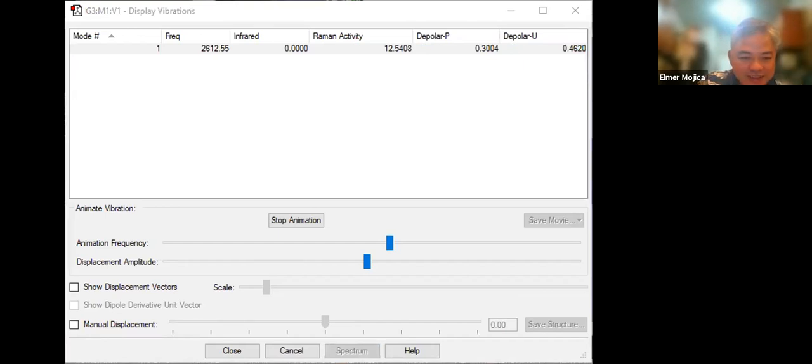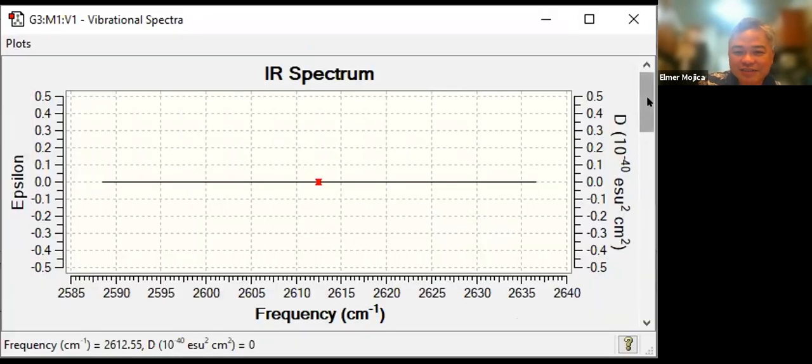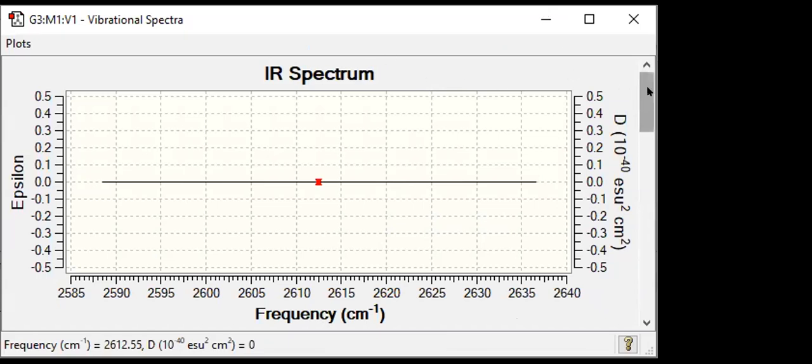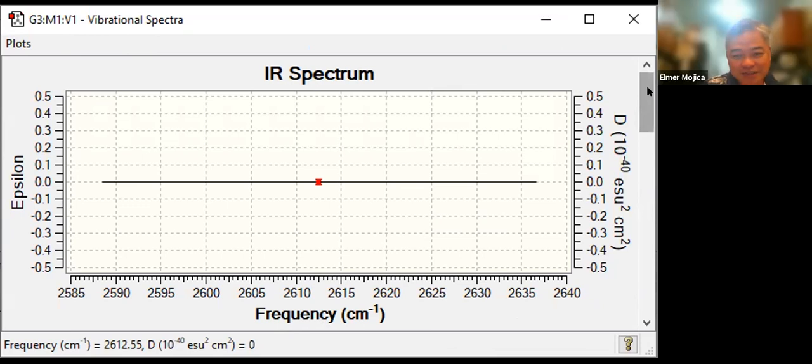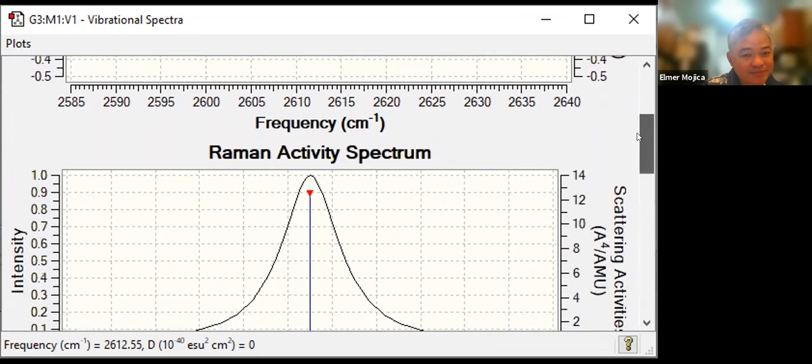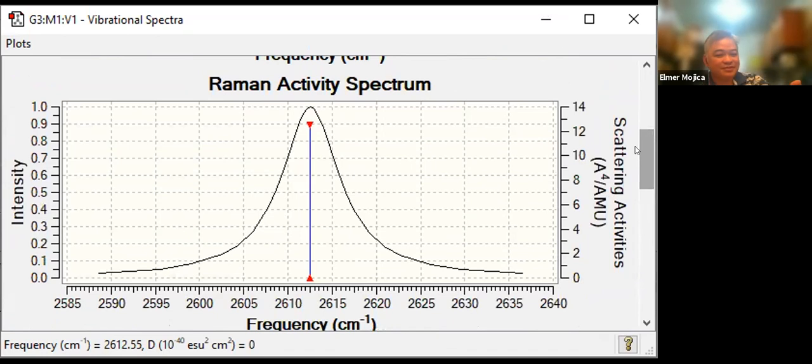As you could see, kita nyo ba yung spectrum? Hindi siya active sa IR. Right? Kita nyo yung IR spectrum? Yes po. Okay? So hindi siya active sa IR. Wala siyang peak sa IR. But in Raman, you have a peak. And it's around what? 2600.